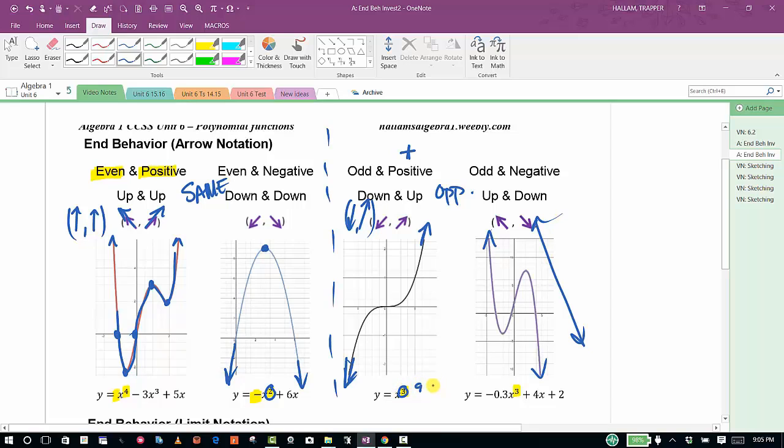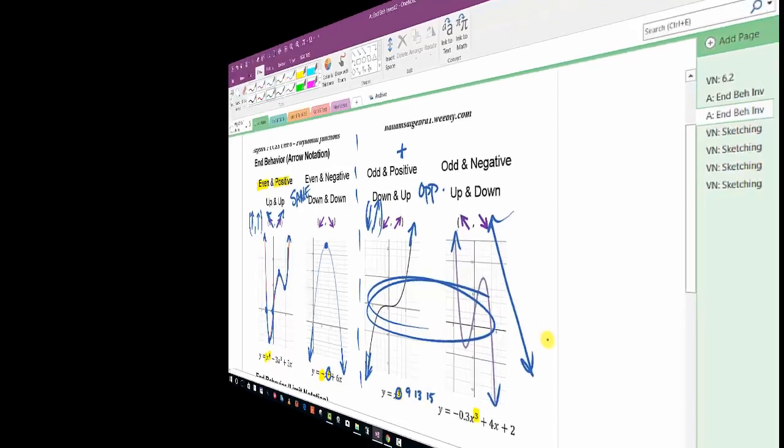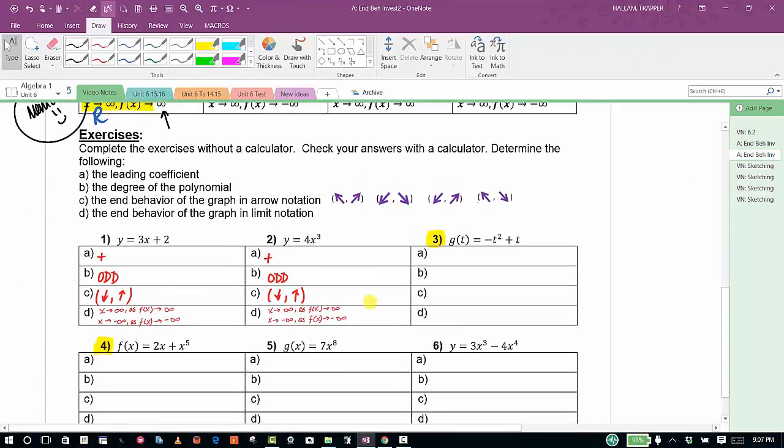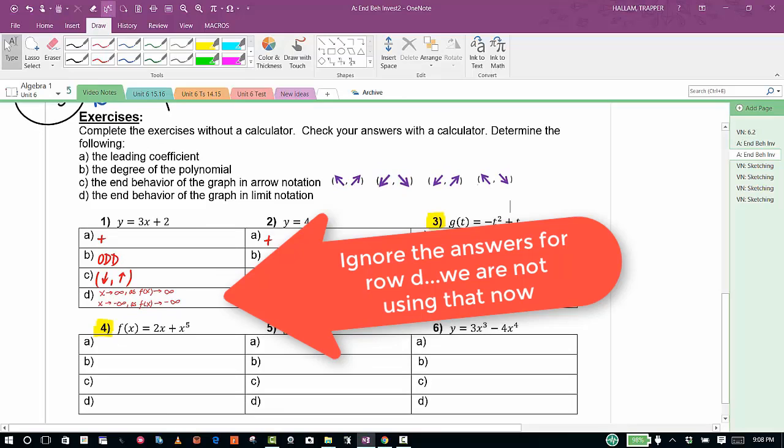If we made this 9, if we made it 13, if we made it 15, it doesn't matter the degree, all of them are going to end in the same way. The middles may look a little different, but that's not what we're concerned with. So how does this play into what we're doing? Well, these are pieces of how we're going to graph.